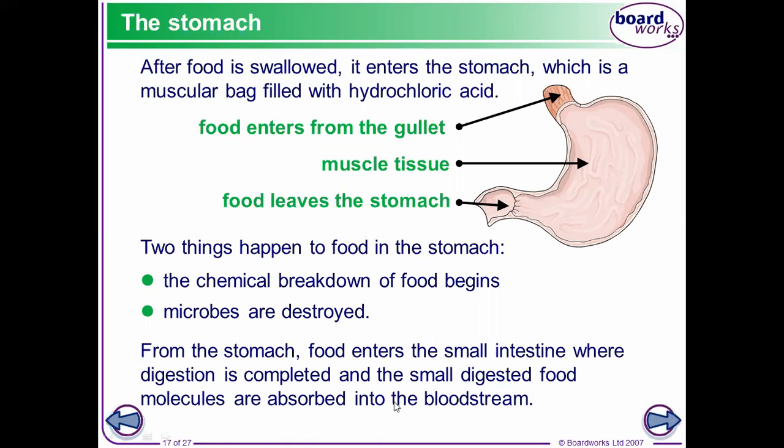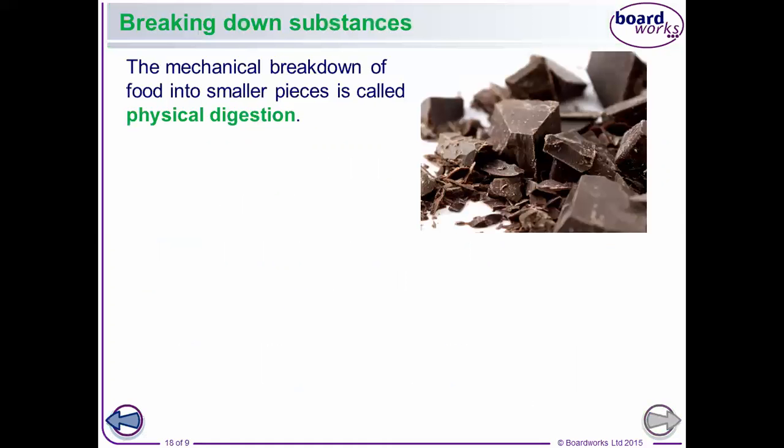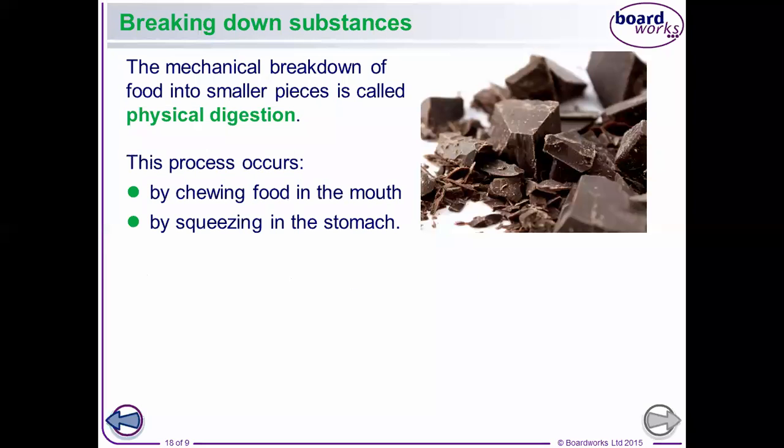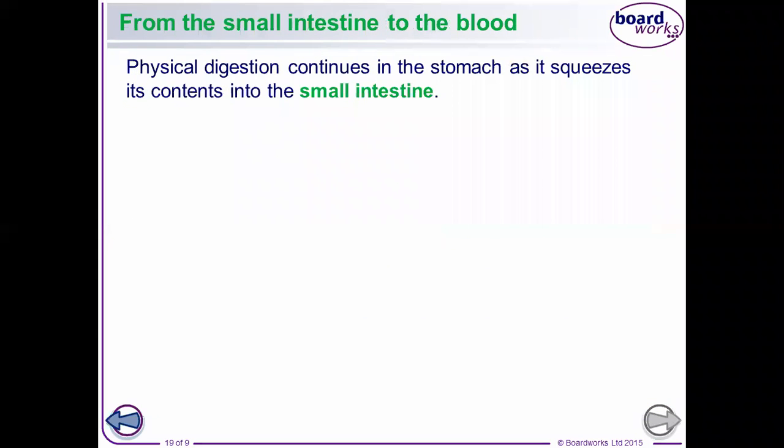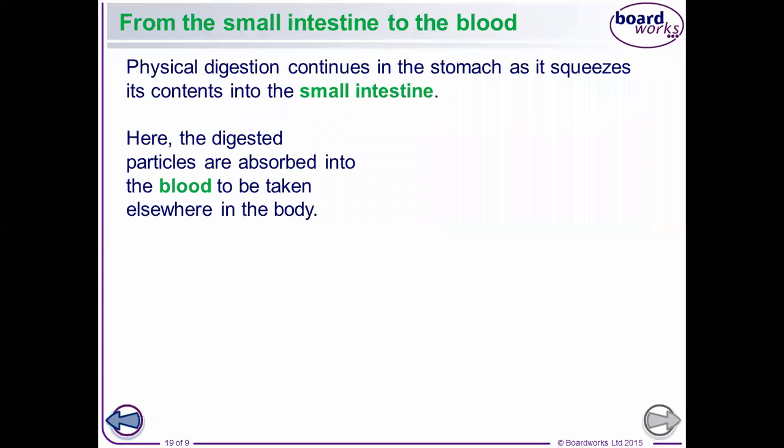From the stomach, food enters the small intestine where digestion is completed and small digested food molecules are absorbed into the bloodstream. And this is asked about, the physical digestion or the mechanical one. So why is it important to increase the surface area? To make the digestion faster.